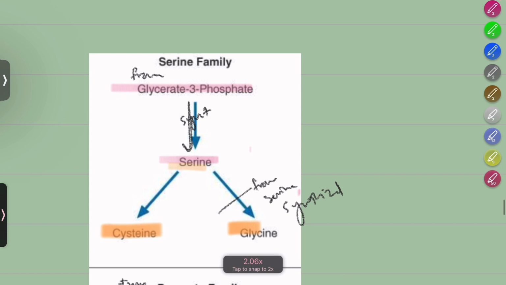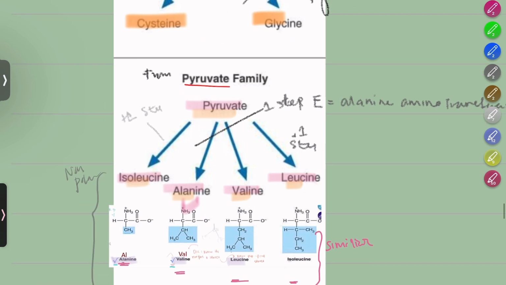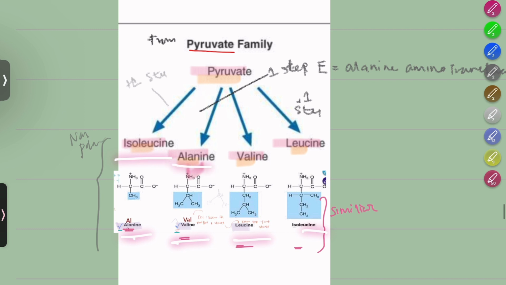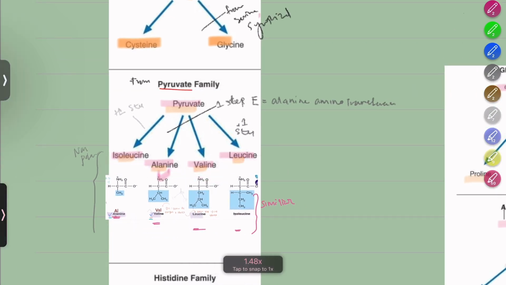Okay, let's start off with the serine family. As you can see, this is our serine amino acid, which can give cysteine and glycine. However, the precursor of serine that you need to know is glycerate 3-phosphate, and that's it. Number 2, for the pyruvate family, we have the pyruvate, which can give rise to 4 non-polar amino acids. That makes it easier for you to memorize those 4 amino acids. Just know that they are the isoleucine, the alanine, the valine, and the leucine. And we're done with pyruvate.